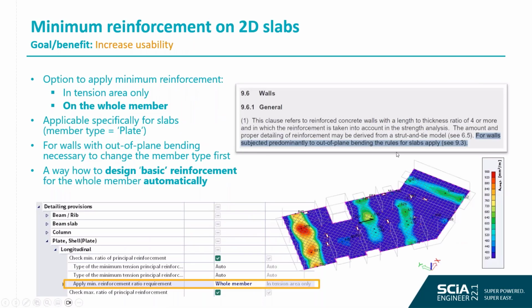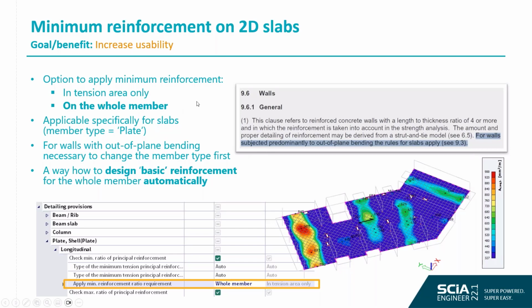But now we need to go to an additional topic, related to the 2D slab design, because based on your feedback, we implemented a very small feature, but with quite significant impact, and this is the application of minimum reinforcement. Originally it was possible to apply this reinforcement in tension area only, while now you have a second option to apply this minimum reinforcement in the design on the whole member.